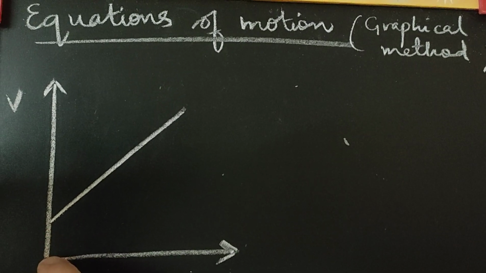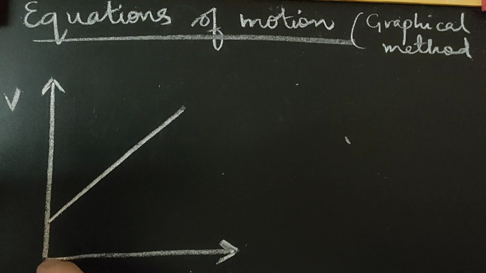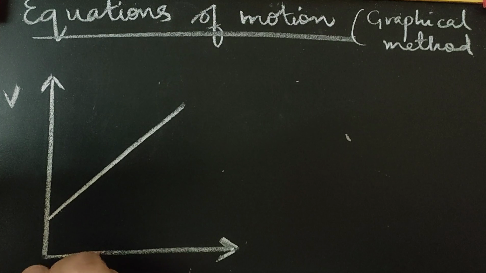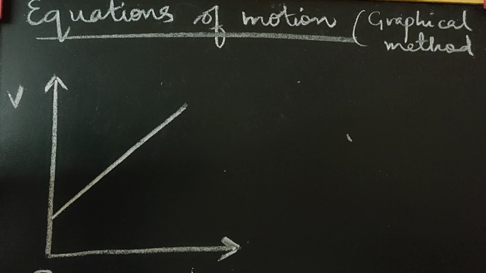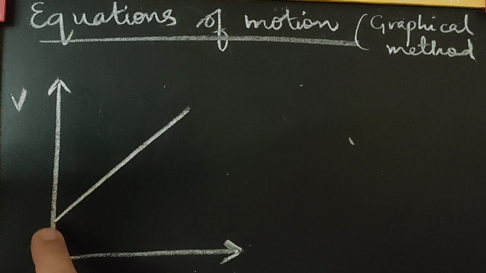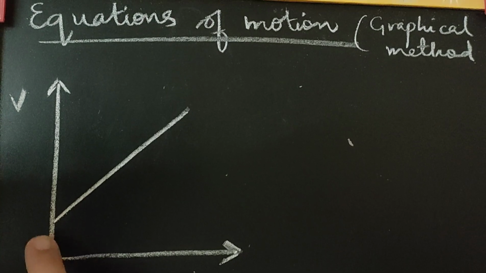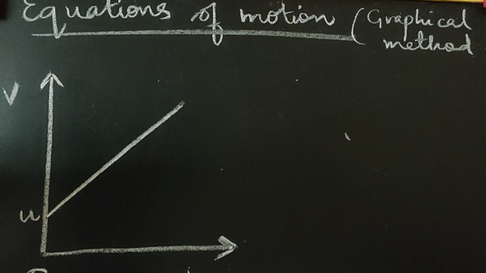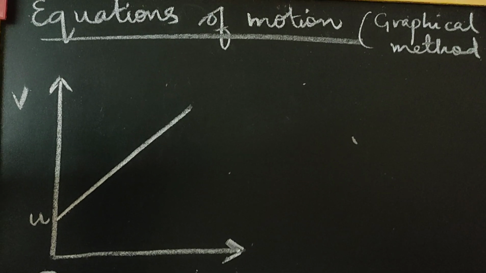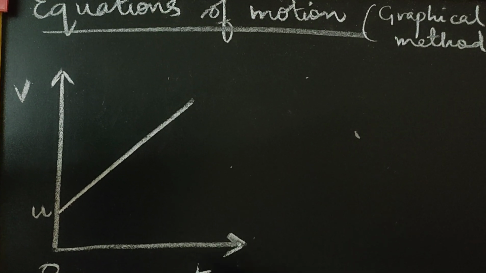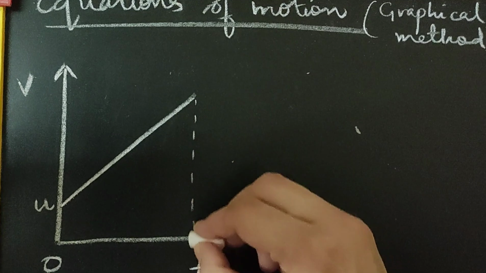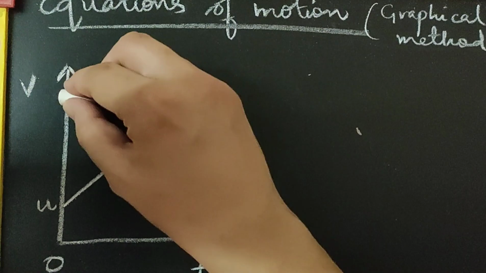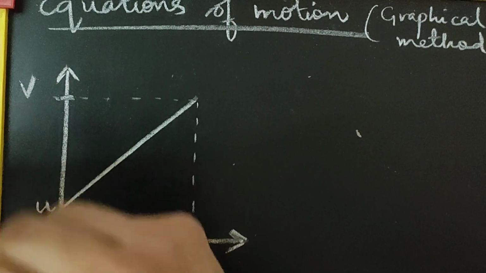Also, I have here deliberately drawn an intercept on the y-axis. The graph is not starting from 0 here. You can see that when we start to observe the object, the object already has some initial velocity. We are labeling it as u. Suppose we observe the object till a time interval t, and at the end of that time interval, suppose the final velocity of the object is v.